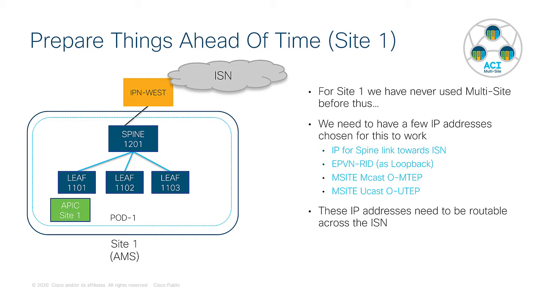First, we're going to need an IP address on the spine link that's facing towards the inter-site network. We're going to need to pick some EVPN router IDs that will also be loopbacks, and I'll show you that in the configuration. And of course, we're going to have to pick our TEP addresses, one for multicast and one for unicast. And as I mentioned, these are routable across the ISN.